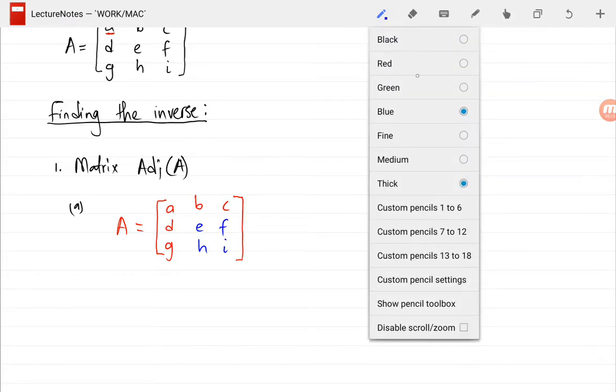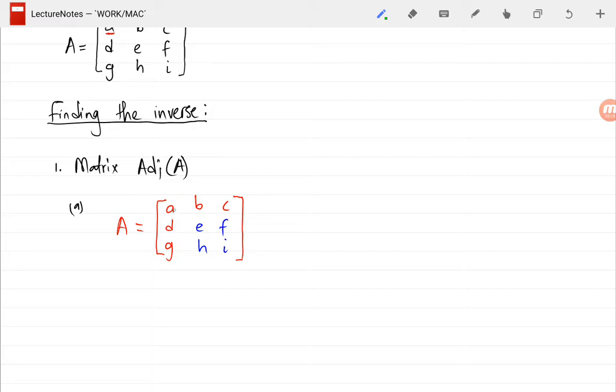Sorry, I have to pick a nice color for this. We're gonna have to block out this section, this column and this row, and what we are left with is a matrix here. It's a 2 by 2 matrix. So what we're gonna do is find the determinant of this matrix.